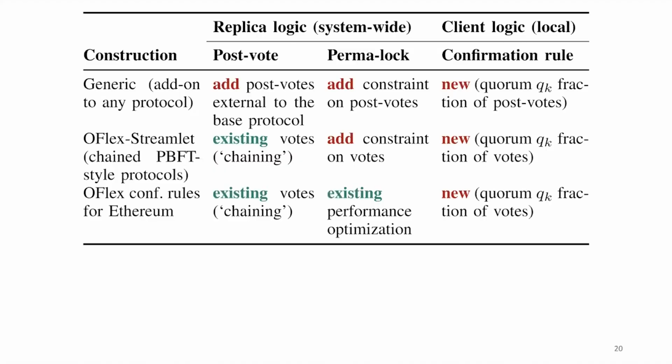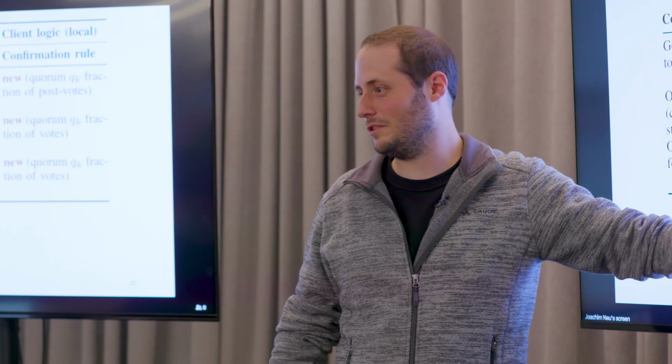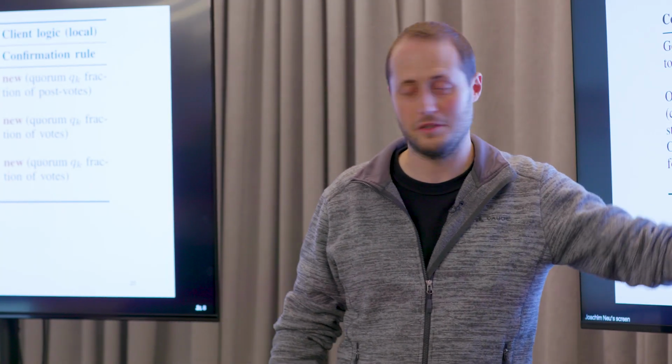And then the next step is O-Flex confirmation rules for Ethereum, where it turns out Ethereum, so Casper in particular, Casper FFG is one of these chained PBFT-style protocols. So we get the votes for free. We can reuse the votes that are already in the protocol. And it turns out there is a performance optimization in the specification that effectively already implements the locking logic that we need. So we don't have to add the permalocking on top of the protocol.